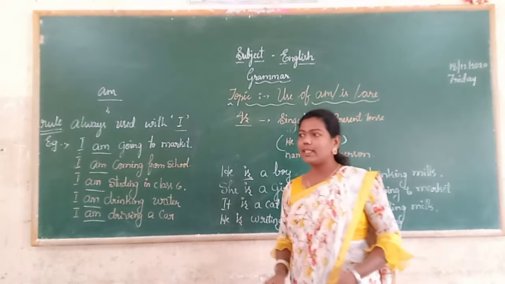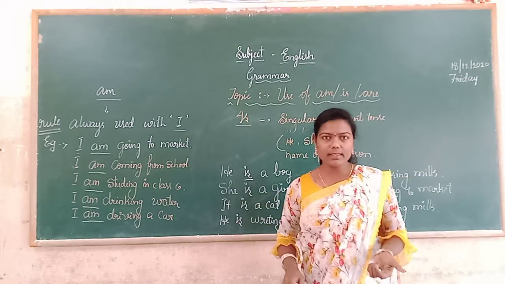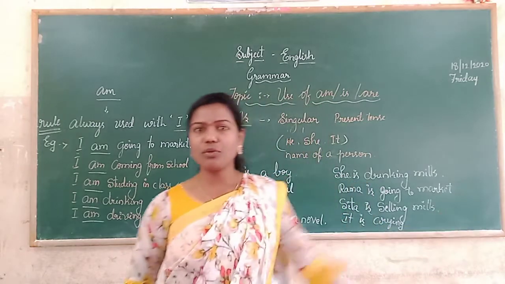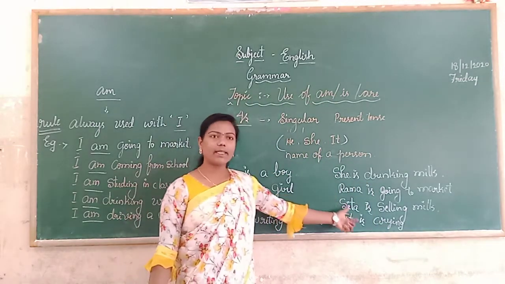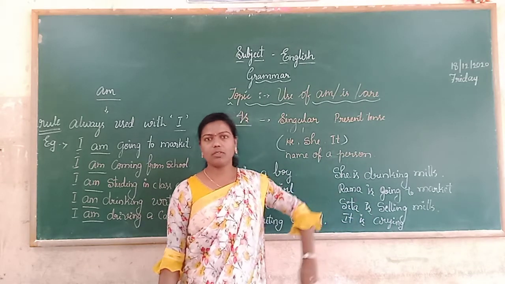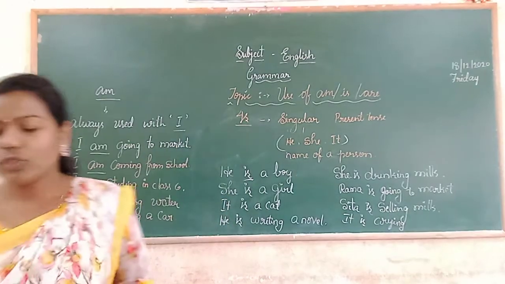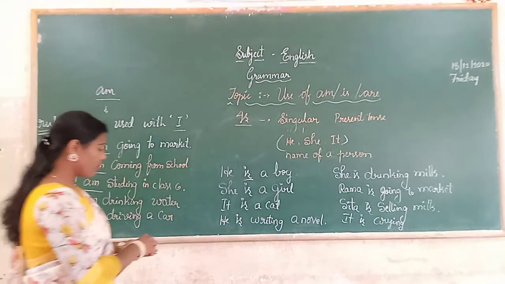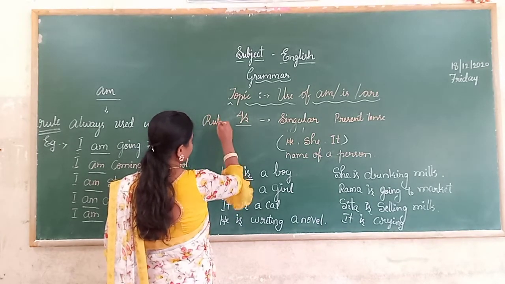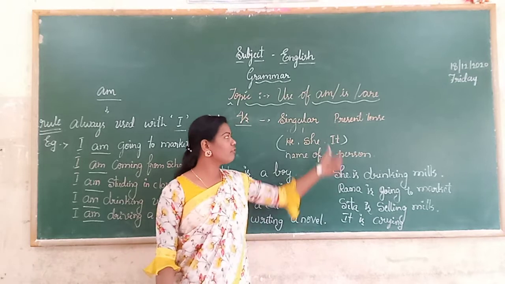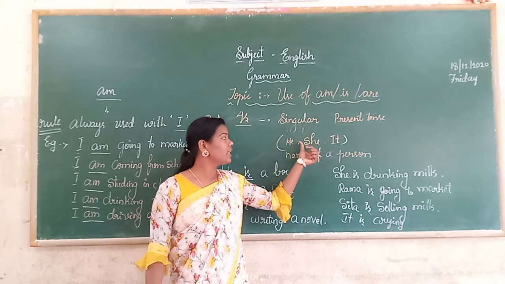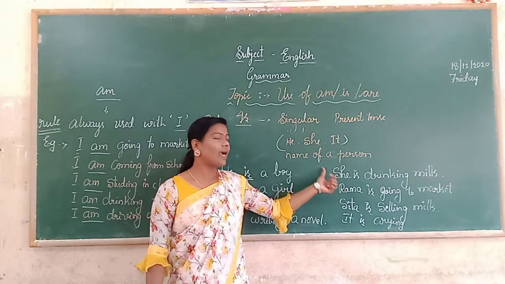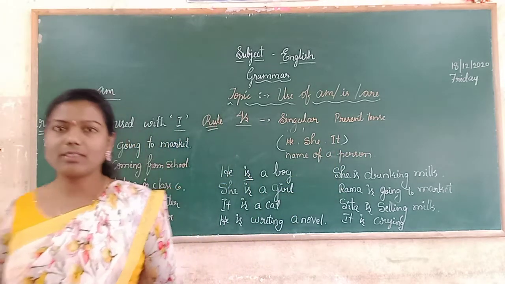We use is here. And he, she, it, what are these? These are subjects. Rama is also a subject. If the subject is singular, we use is in present tense only. Here Rama is the name of a person, so with the name of a person and a singular subject, we use is. Which are the singular subjects? He, she, it, and the name of a person. And what is the rule? You remember this rule: is is used in present tense with singular subjects. Which are the singular forms? He, she, it are called singular pronouns, and the name of a person. With these, we use is.